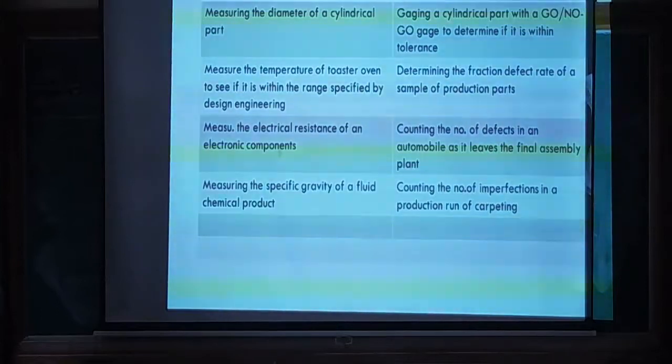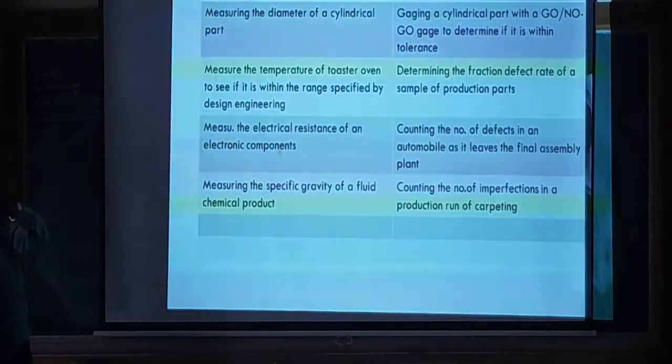Now in the inspection of attributes, counting the number of defects in an automobile as it leaves the final assembly plant. How many defects are there? In the assembly line, how many parts are required? That's why we maintain work in process, as I have just explained with the vertical ASRS, horizontal ASRS and carousel system. Those many parts are required. How are you going to store that part, the storage capacity, everything.